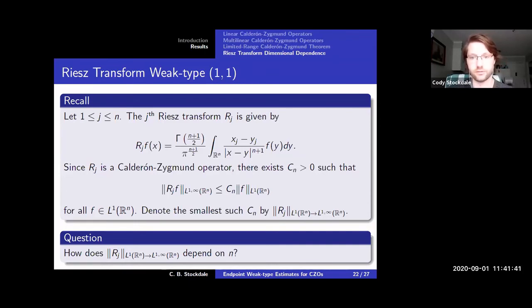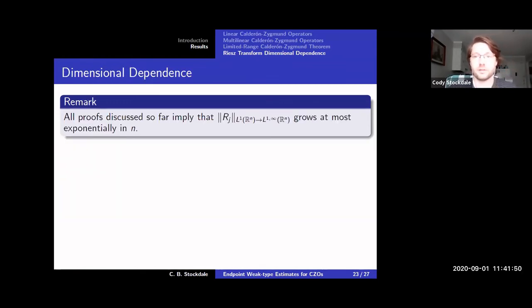Okay, so we're looking at this for the specific case, and we want to know, how does this depend on n? Well, if we look at all the proofs that we talked about so far, it's not really good because they all show that this quantity is going to grow at most exponentially in n. But if we're trying to understand what this would be exactly, we could probably do better than exponential. And that's the case.